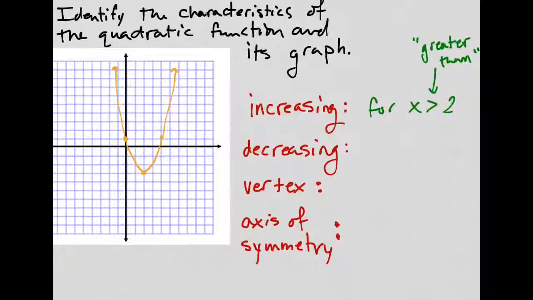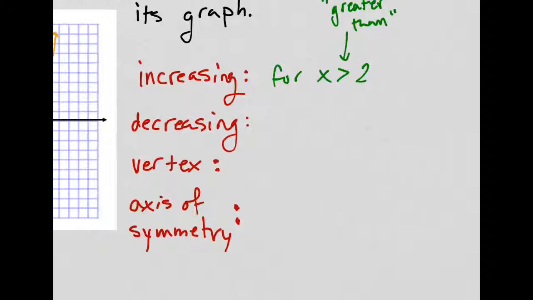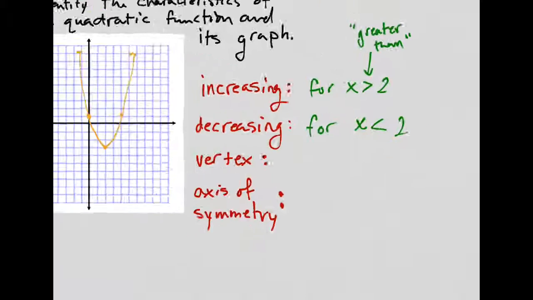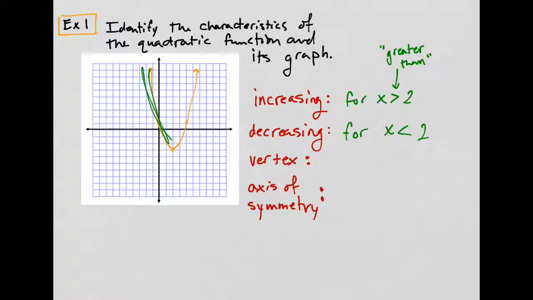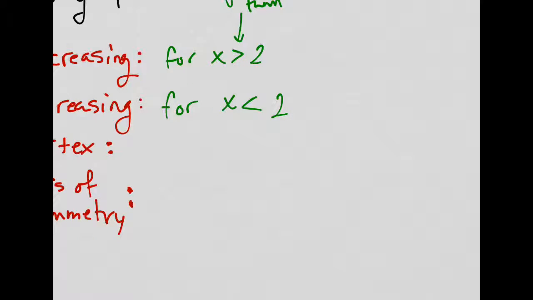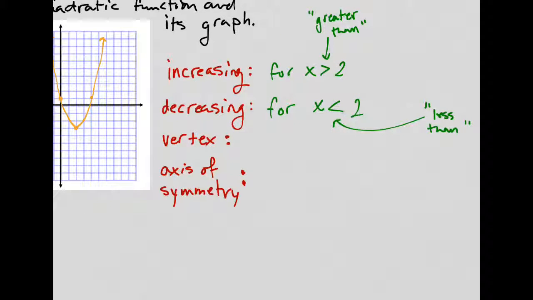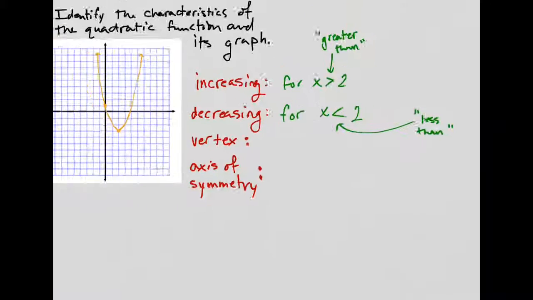That means we're decreasing, remember, from the middle. Well, that's this side. What are the x values for that side? Well, that's from here backwards. And that's just for x less than 2. There we go. x less than 2. And this means less than. So hopefully that makes sense. Increasing and decreasing. Remember, you're using x values for that.